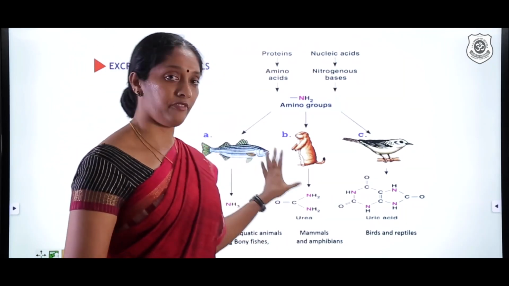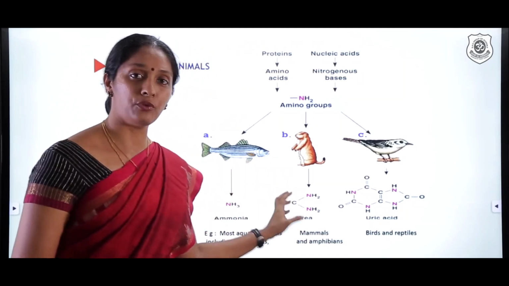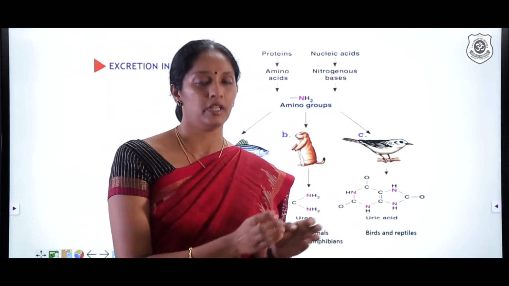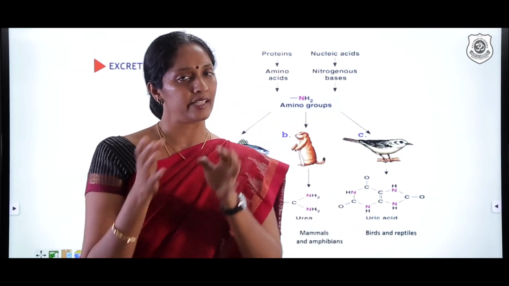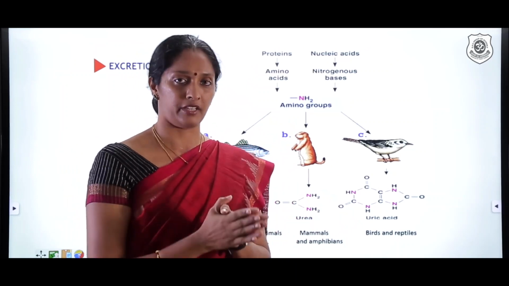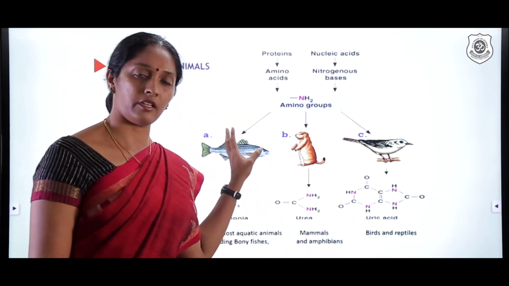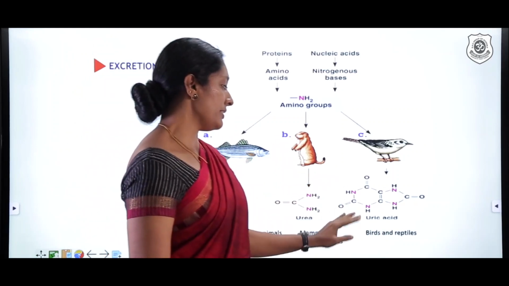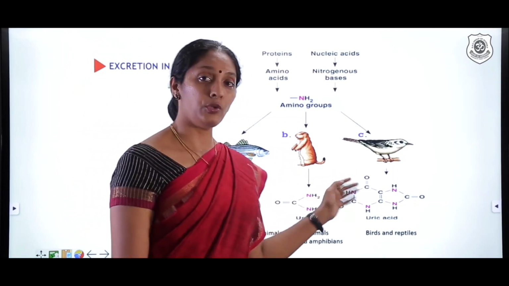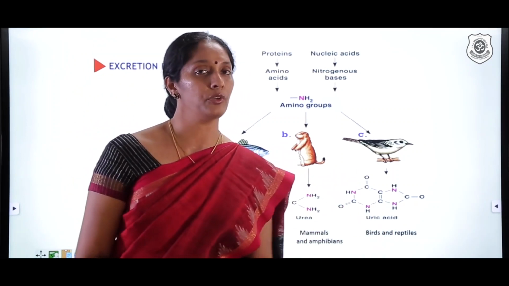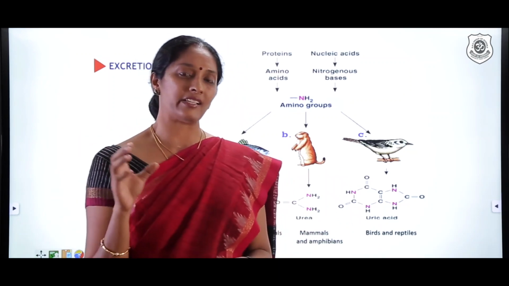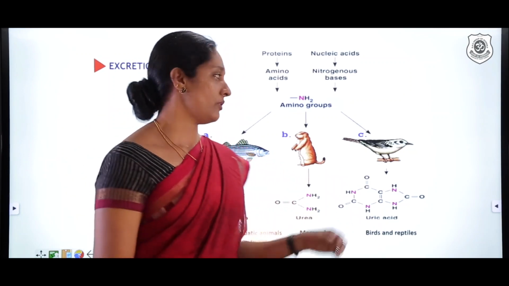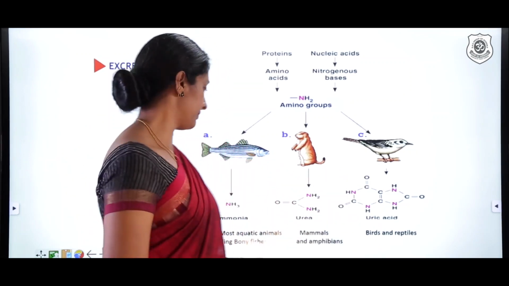In mammals and amphibians, they are producing urea. Ammonia gets converted into urea, which is a less toxic form, and it requires less water for dissolving and removing it. So they prefer to excrete in the form of urea. In birds and reptiles, they excrete in the form of uric acid. You must have seen it as a paste, powder or as pellets. That is how it will be excreted out.